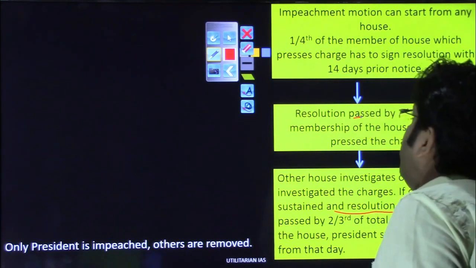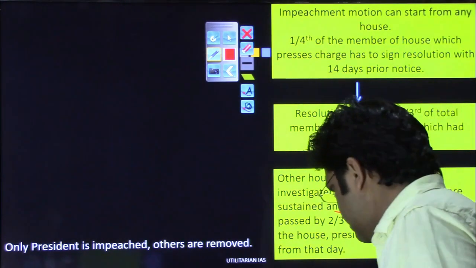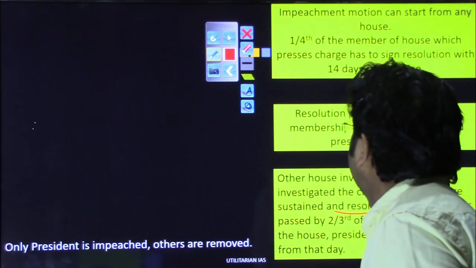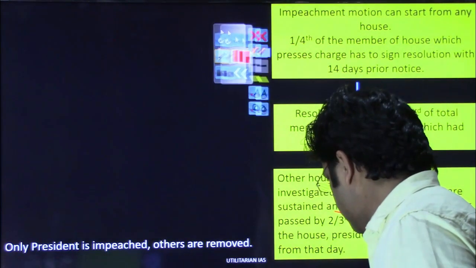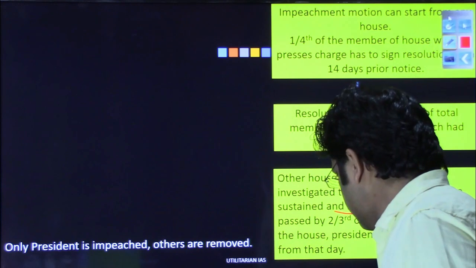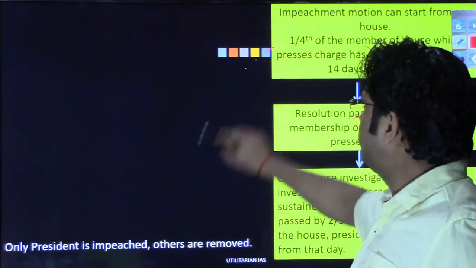So this portion we already have discussed, right? So let me move this thing again here. Where is the mouse? Let me move this tool. So I hope you do have clarity on this process of impeachment, right?